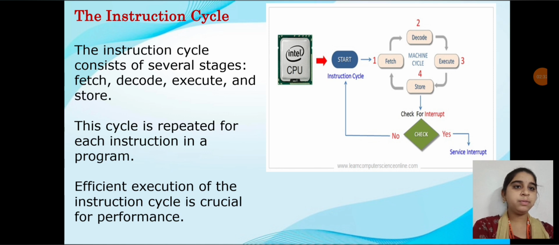Here we can see in the CPU, the instruction cycle will start. First, it will enter into the fetch stage, decode stage, and execute stage, and the last one is the store stage. In the store stage, it will check for an interrupt. If there is any interrupt, it will go to service the interrupt. Otherwise, it will go back to the instruction cycle and the process will continue.